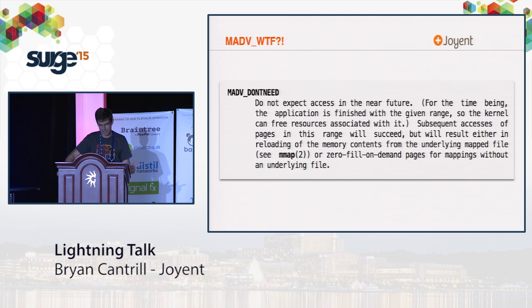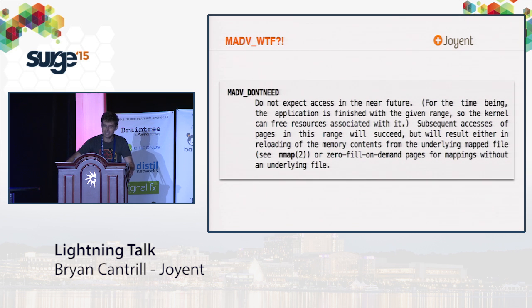For the time being, this is also a very strange thing. For the time being, the application is finished with the given range. It's like, we're talking about a tense disaster here. For the time being, like in the current tense? Anyway, for the time being, okay, the application is finished with the given range, so the kernel can free resources associated with it. Uh-oh. Subsequent accesses of pages in this range will succeed, but will result either in reloading of the memory contents from the underlying mapped file, or zero-filled on-demand pages for mappings without an underlying file. Boy, does that not sound like advice.